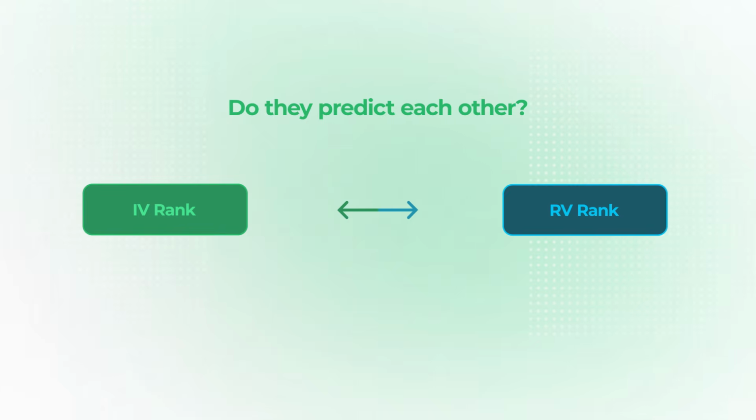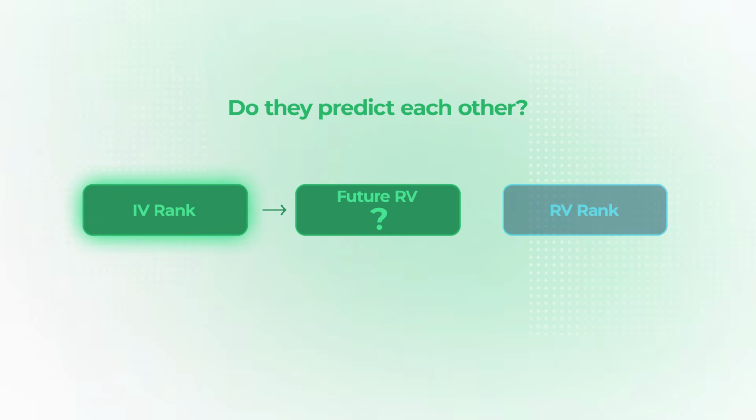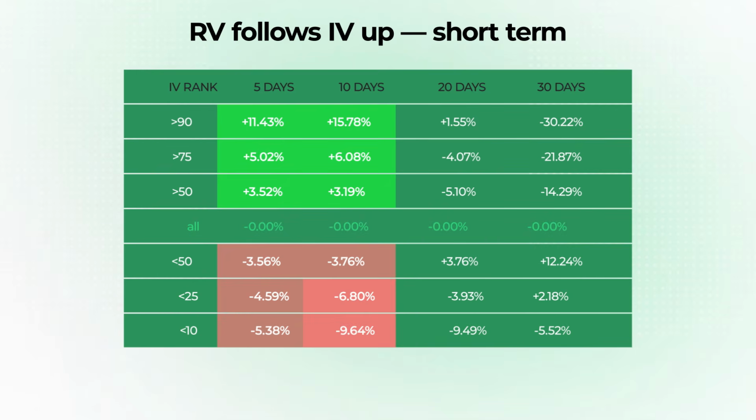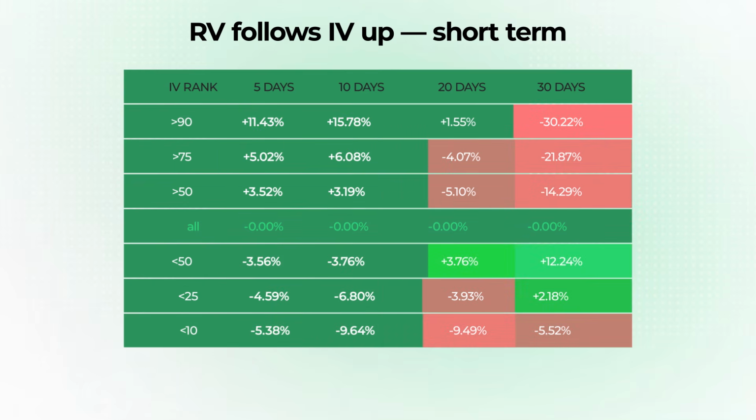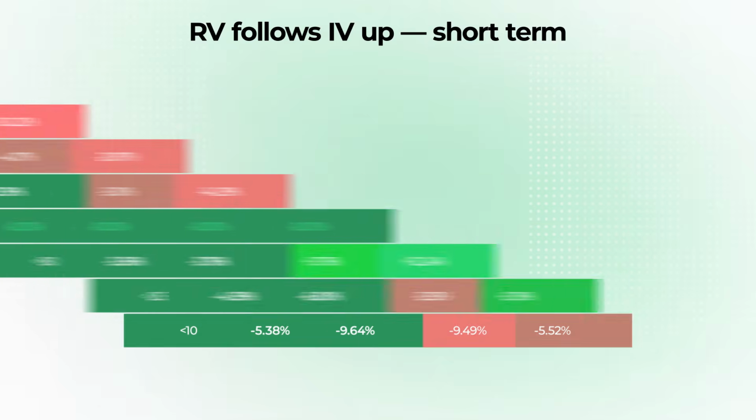So far, we've tested IV and RV in isolation. Now let's cross the two signals. First question, can IV rank predict future real volatility? Yes. When IV rank is high, above the 90th percentile, real volatility tends to increase in the short term. In SPY, just to name a ticker, that's an 11% increase in the first week and nearly 16% in the first 2 weeks. But then it reverses. In the following month and beyond, real volatility comes back down hard.